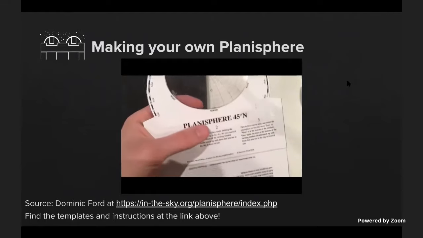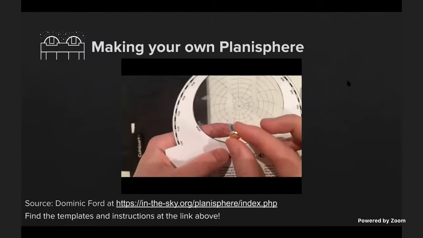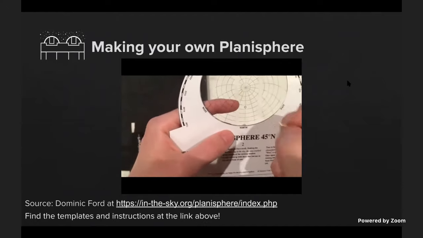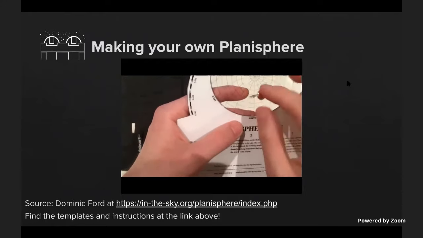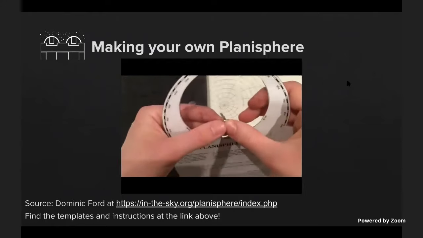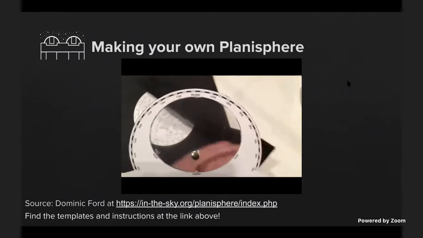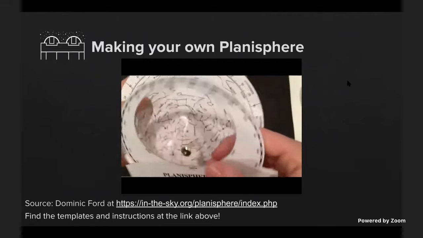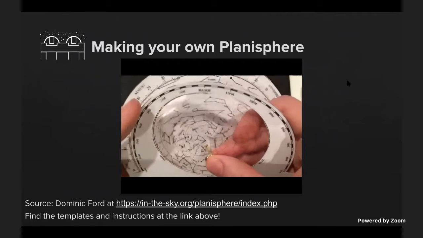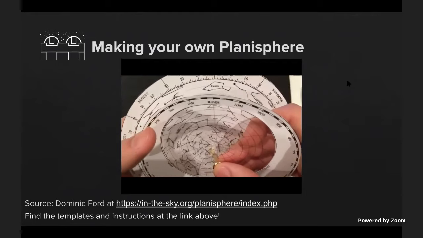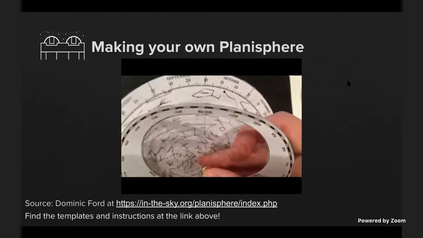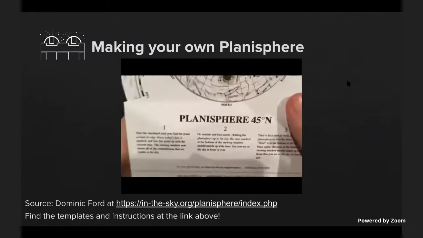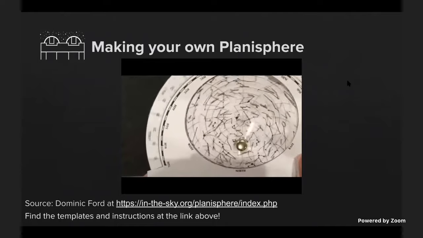So you can thread the fastener through that hole that you cut into the plastic, like so. And then you're going to want to thread the fastener through the star wheel, through the hole in the center, like so. And that should be able to rotate around.